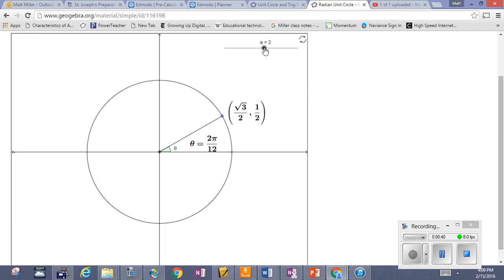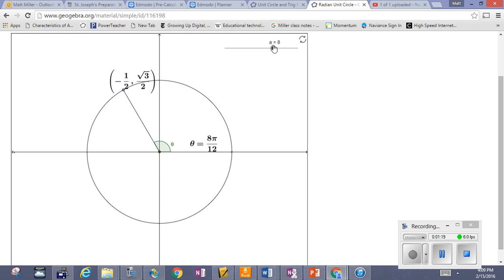So here we are at pi over 6, cosine value root 3 over 2, sine value 1/2. At pi over 4, which is indicated as 3 pi over 12, of course, root 2 over 2, root 2 over 2 for cosine, sine, respectively. There's our pi over 3, with the cosine at 1/2 and the sine at root 3 over 2. Here's our pi over 2 stop, which is listed here as 6 pi over 12, but of course it is pi over 2.